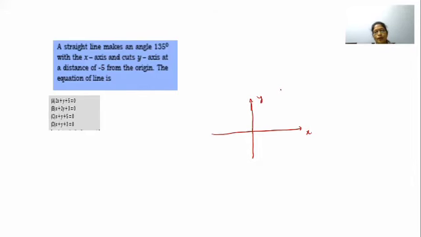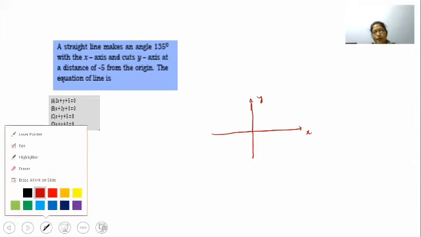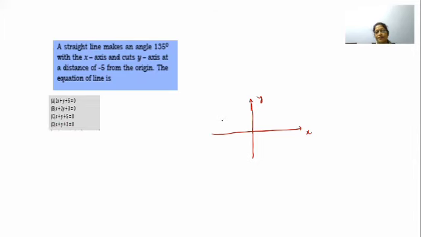What does the straight line do? It is at an angle of 135 degrees with the x-axis, an obtuse angle. And it is cutting the y-axis, this is your y-axis, isn't it? Y dash. Where, at a distance of minus 5 units. So if the y-intercept is -5, the coordinates of this point become (0, -5). Am I correct? Yes.